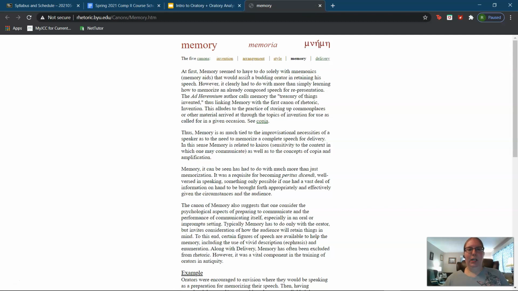Memory. Now, memory is very much something that leaves an impression on listeners, especially during a political speech. So what makes a political speech memorable? Or what makes an oratory speech memorable? So memory is tied to the improvisational necessities of a speaker as the need to memorize a complete speech for delivery.